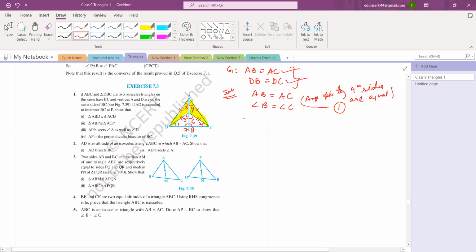Now make use of this second one. You are given that DB is equal to DC. This is also given. When DB is equal to DC, that means angle 1 is equal to angle 2. Can you see in the figure? Same property. I'm calling it my equation number 2. Write the same property here. So we have got two pieces of information.